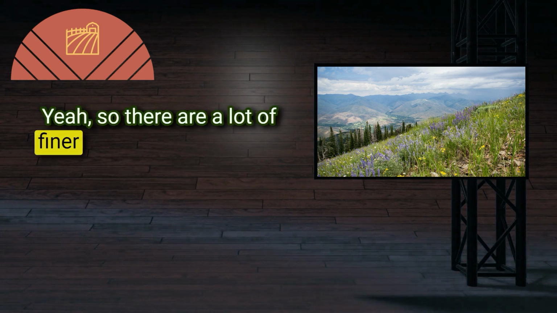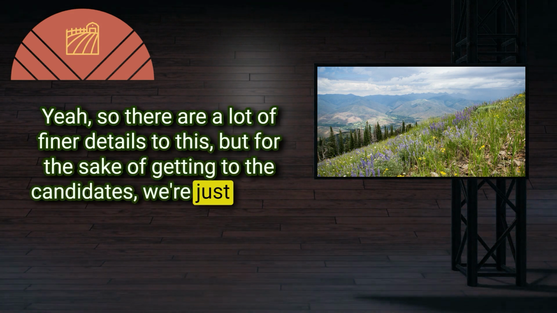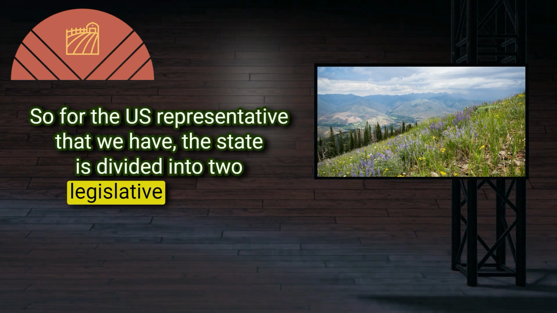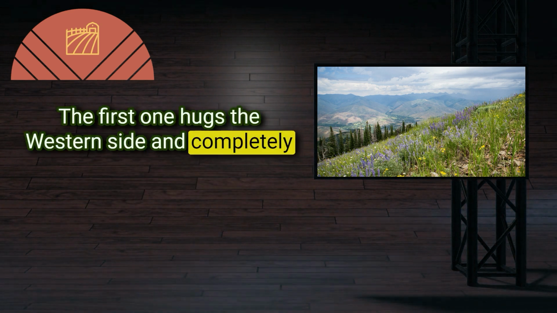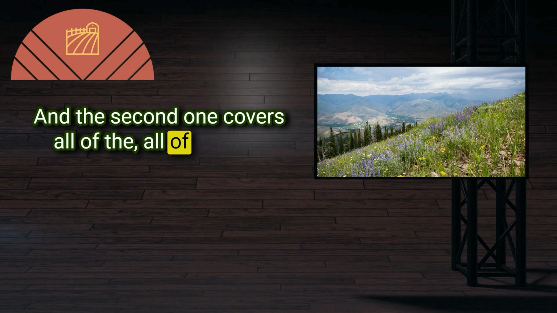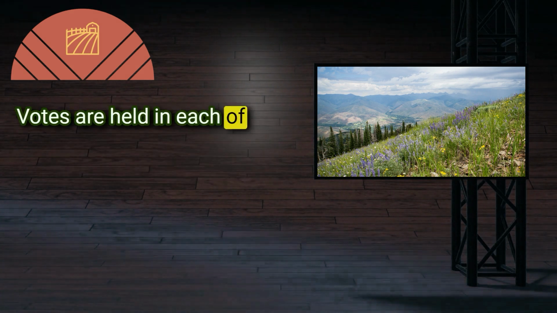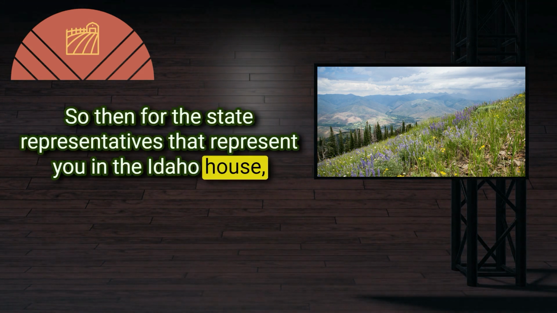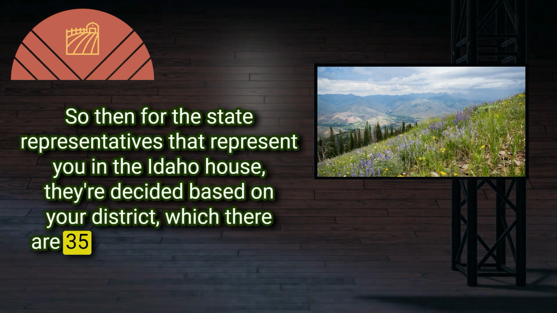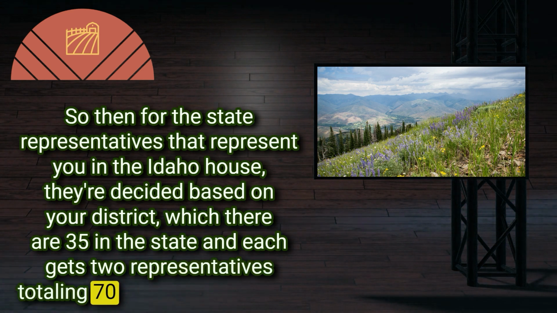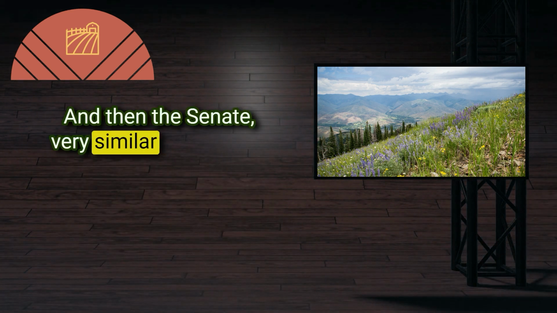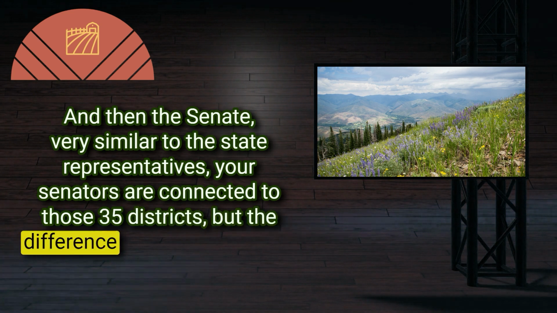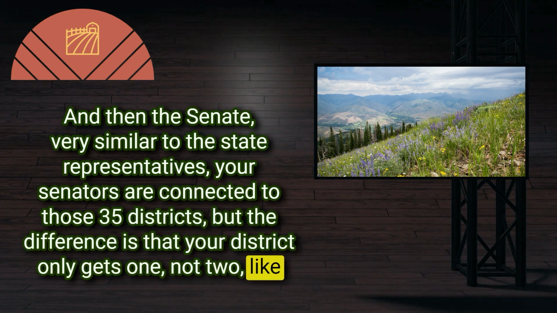Yeah, so there are a lot of finer details to this, but for the sake of getting to the candidates, we're just going to do a quick overview. For the U.S. representatives, the state is divided into 2 congressional districts. The first one hugs the western side and completely covers the northern tip, and the second one covers all of eastern Idaho and most of Boise. Votes are held in each of these districts for the candidates that will represent them. Then for the state representatives that represent you in the Idaho House, they're decided based on your district. There are 35 in the state, and each gets 2 representatives, totaling 70 for the whole state. And then the Senate, very similar to the state representatives, your senators are connected to those 35 districts, but the difference is that your district only gets 1, not 2, like with your representatives.